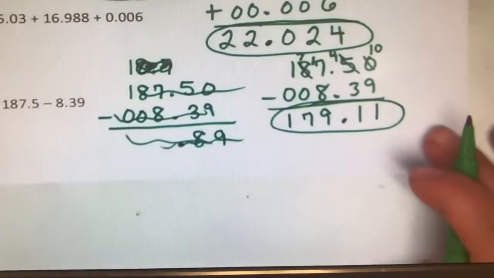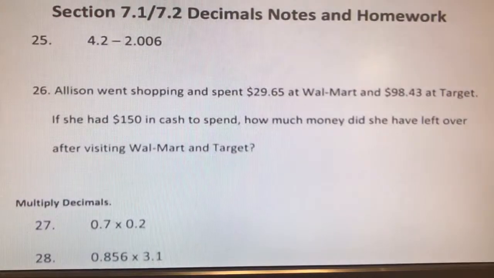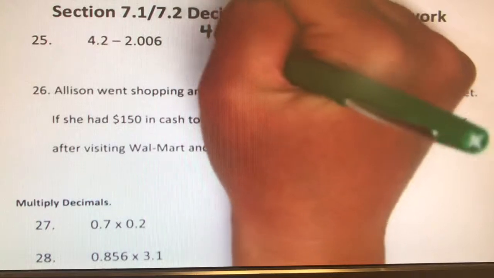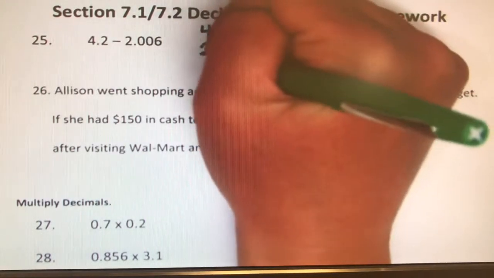Okay, let's go to the last page. One more subtraction. We have 4.2 minus 2.006. So again, make sure we line up our decimals.